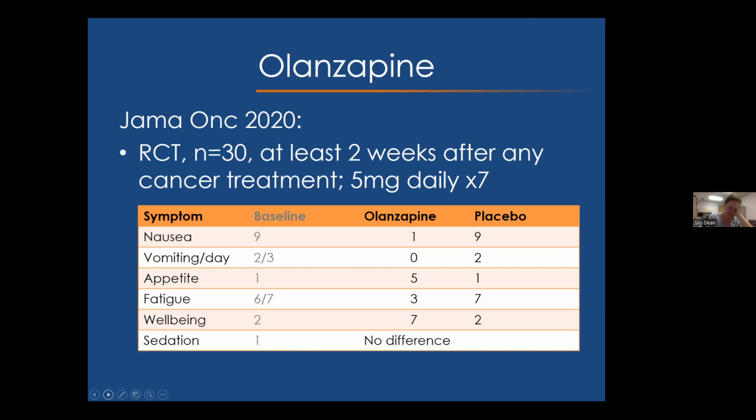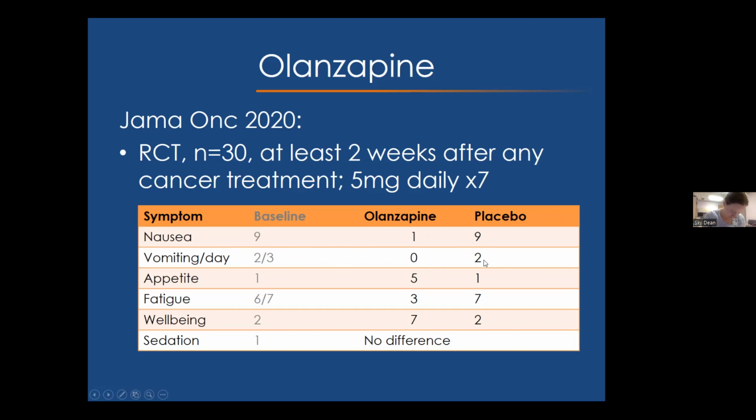They had to be out at least 2 weeks after any systemic cancer treatment. They got 7 days of 5 milligrams of olanzapine versus placebo, and the results were almost, it feels too good to be true, but I'm taking it. So baseline nausea was 9 out of 10. Olanzapine went down to 1. Placebo, unsurprisingly, stayed at 9.